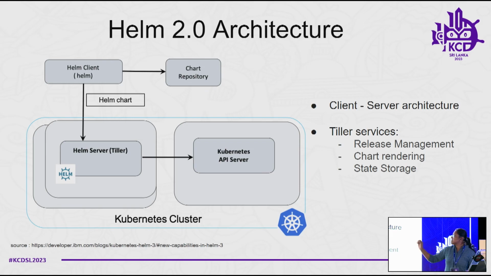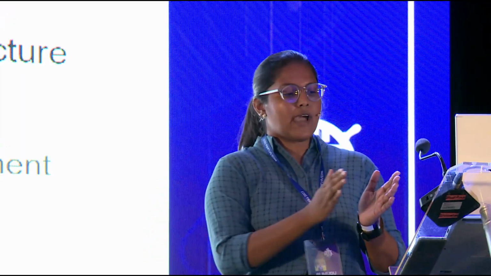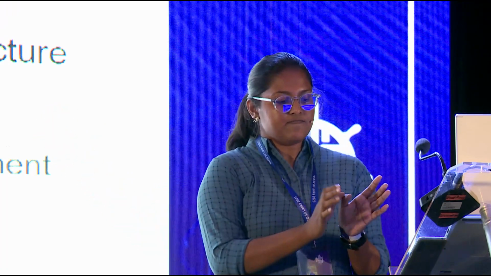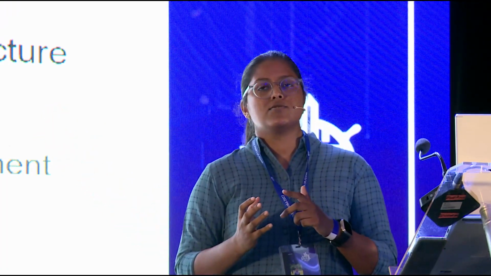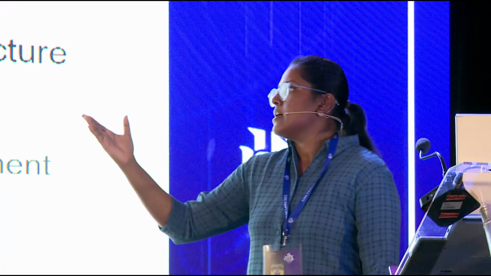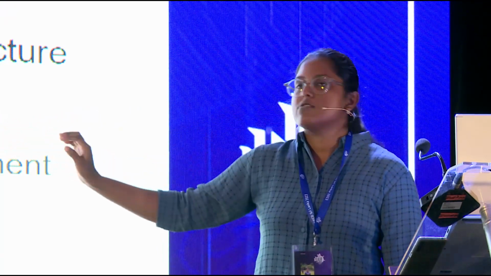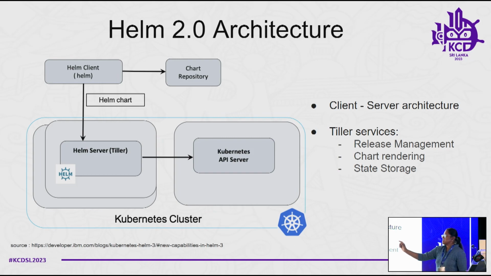Then the other service provided by Tiller is chart rendering. In Helm charts, we have these values files and templates files. The Helm server injects the values into the templates and creates Kubernetes manifests, which can be directly sent to the Kubernetes API server to deploy. So you can see the Helm server, called Tiller, has so much power within the Kubernetes cluster. It can install, roll back, and upgrade.